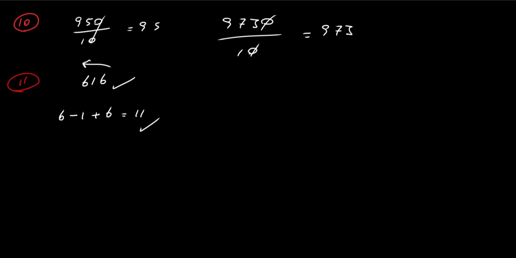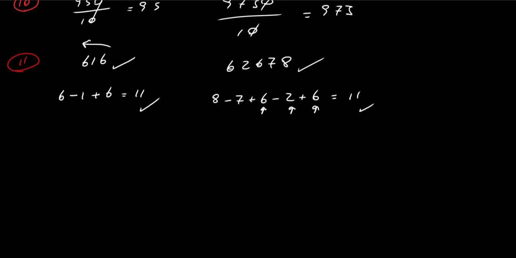Let's look at another one, 62,678. Now these numbers are divisible by 11. So let's start again at the end, work this way. So we're going to take plus 8, minus 7, plus 6, minus 2, plus 6. So if we do that, let's see, we've got 8 minus 7, which is 1, 1 plus 6, which is 7, 7 minus 2, which is 5, and then 5 plus 6, which is 11. So again, 11 is divisible by 11, so this number is divisible by 11.